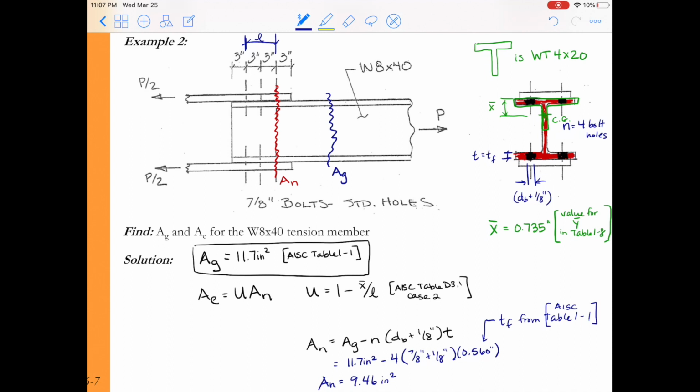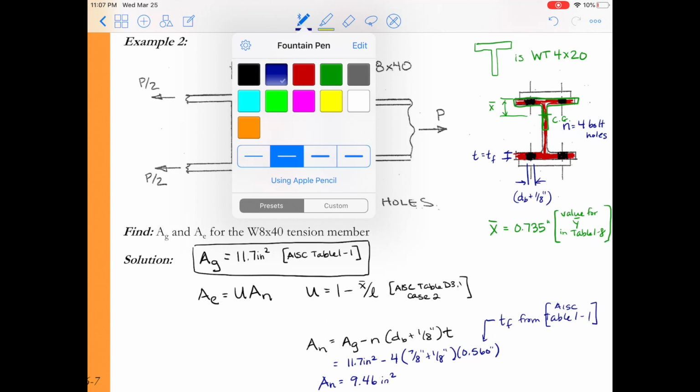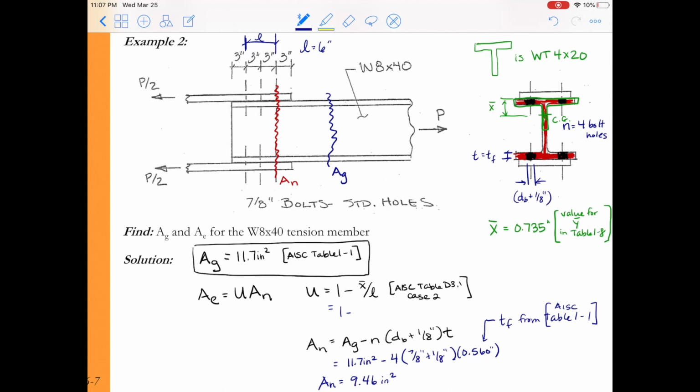Finally, we need to determine L. L is the length over which it's connected. So in this particular case, from the first bolt line to the last bolt line, that is what we define as L. So L also has to come from our connection geometry. Looking at this problem, L is going to be 6 inches from the first bolt line to the last line.